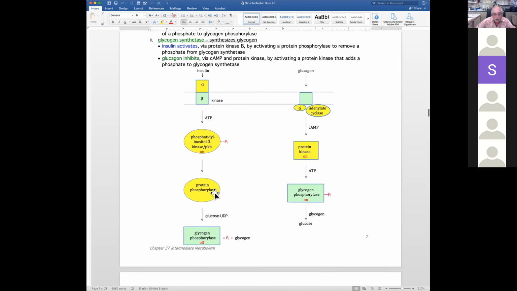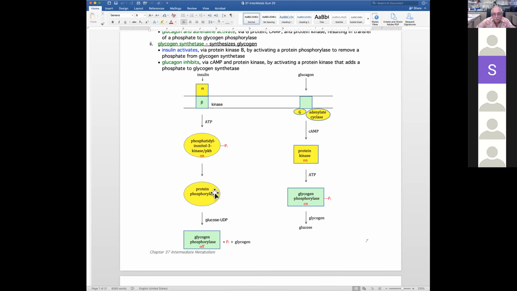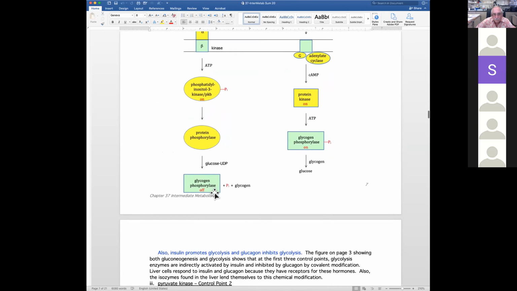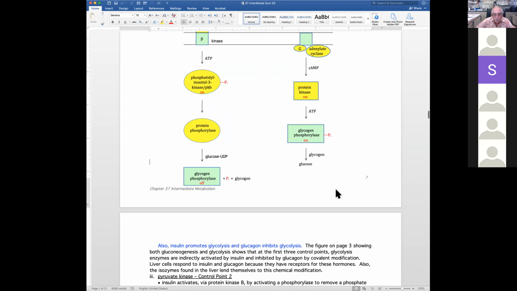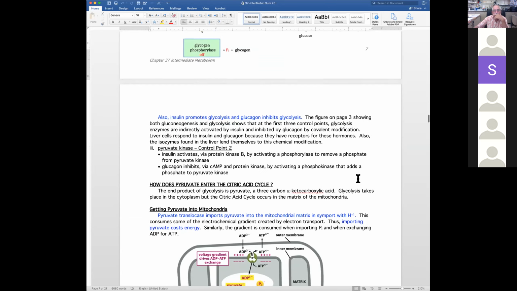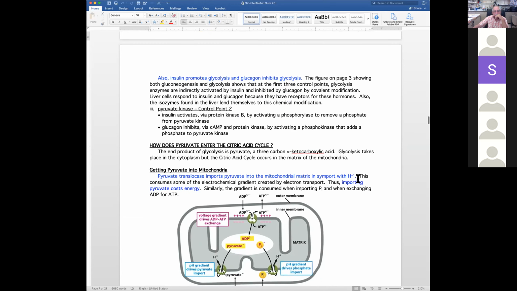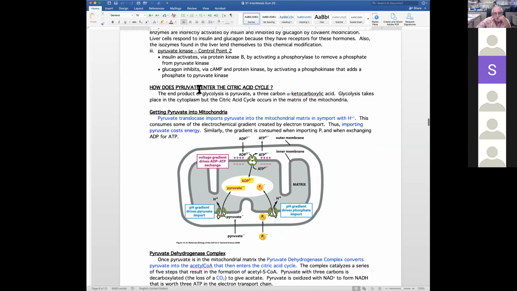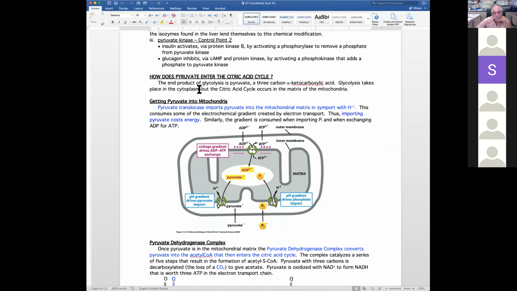So here's kind of that process right here. Here's the pyruvate kinase. It's also a control point. It's activated by insulin and inhibited by glucagon. Okay, and then here's the transport stuff.